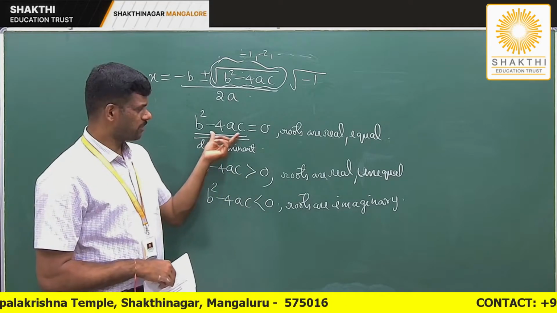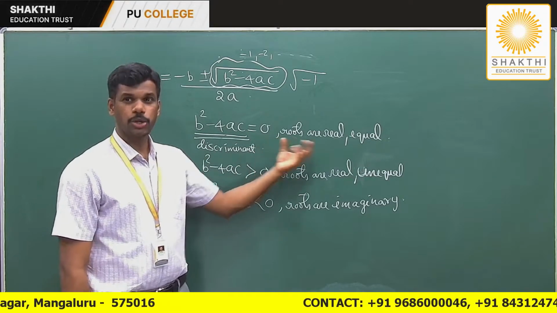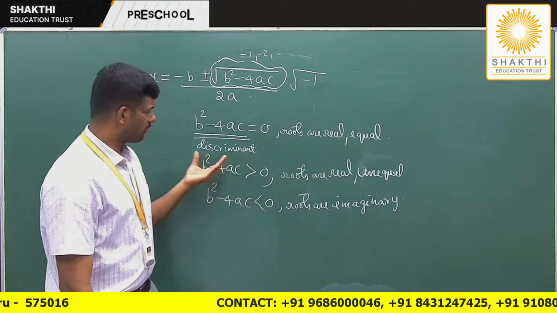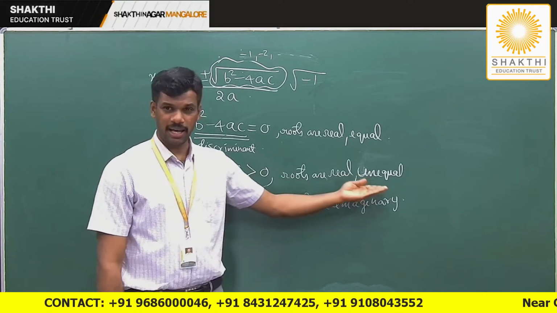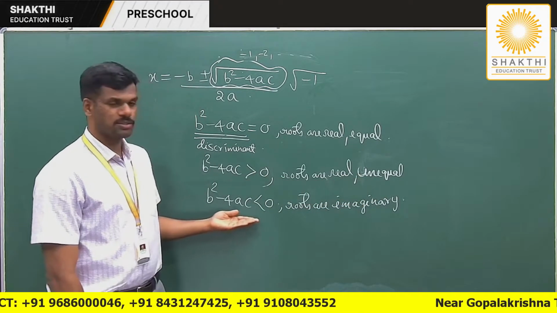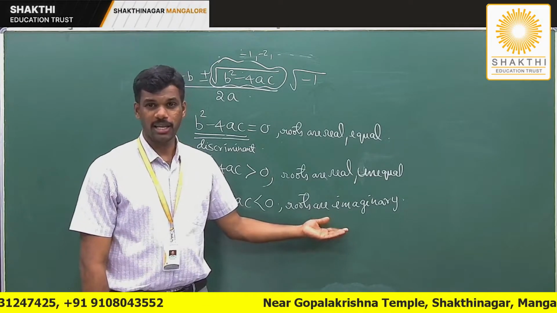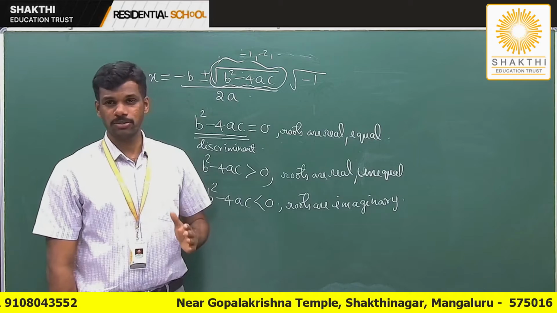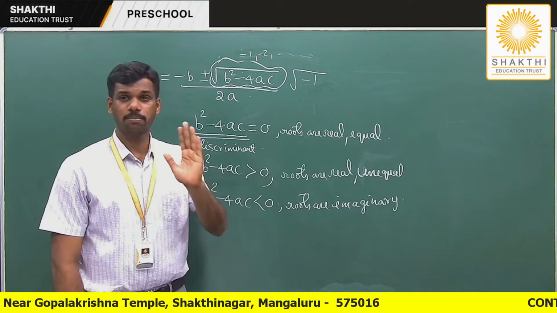b square minus 4ac is discriminant. I say if discriminant is equal to 0, the roots are real and equal. If b square minus 4ac is greater than 0, I say roots are real and unequal. And if b square minus 4ac is less than 0, I say roots are imaginary. Let us solve some problems based on this discriminant, which are going to be very, very important.